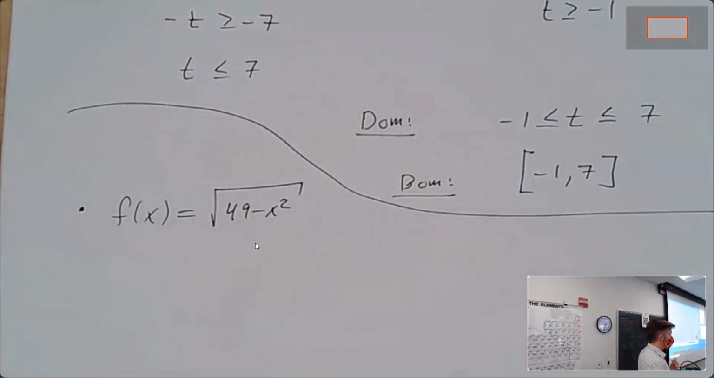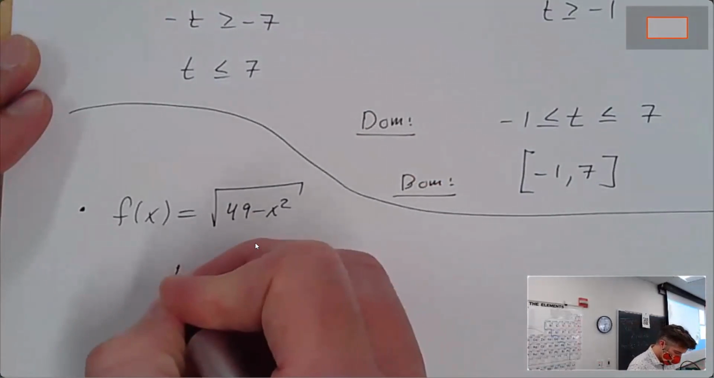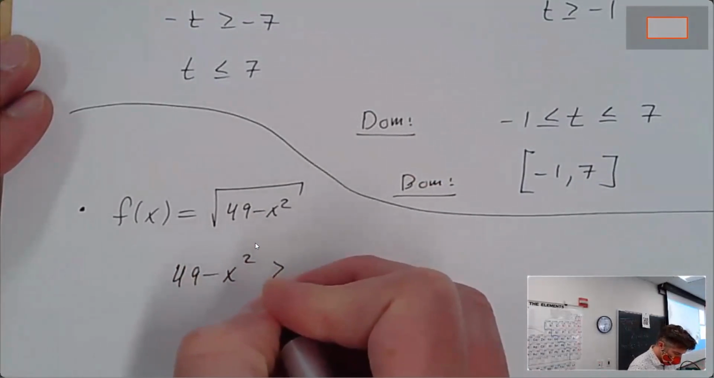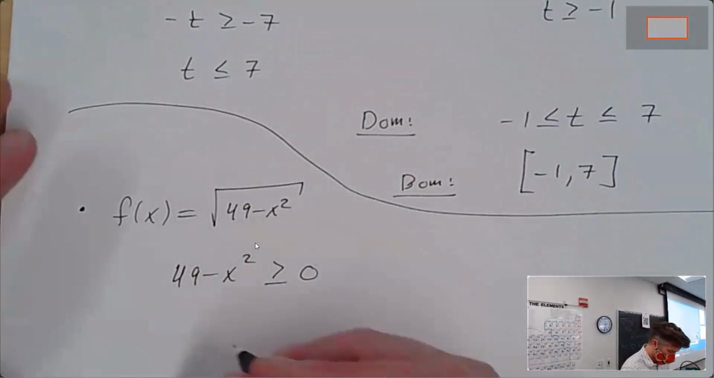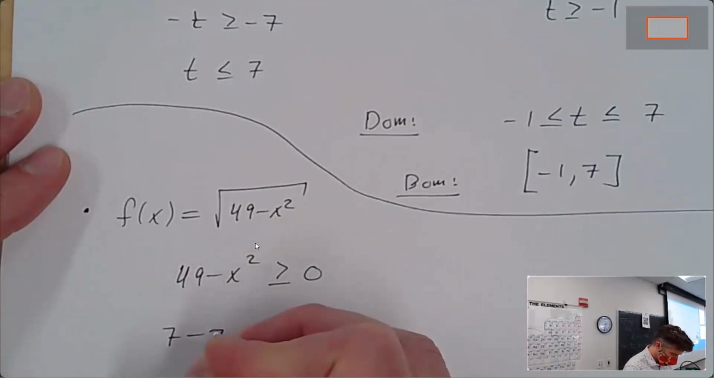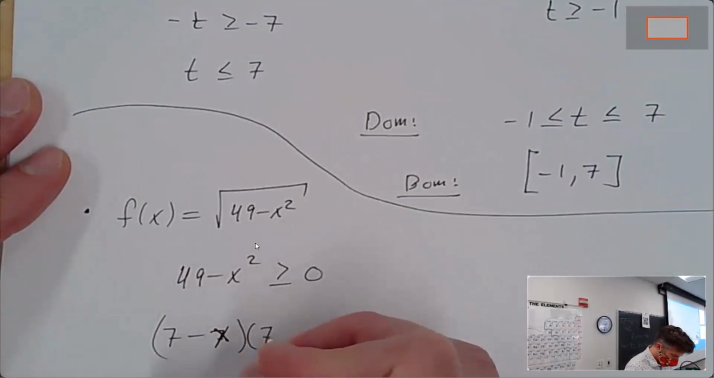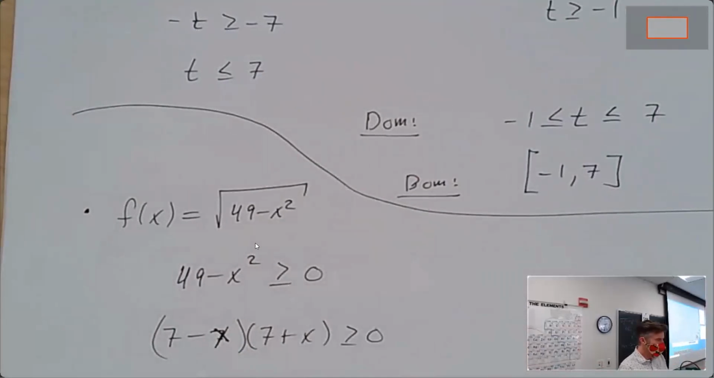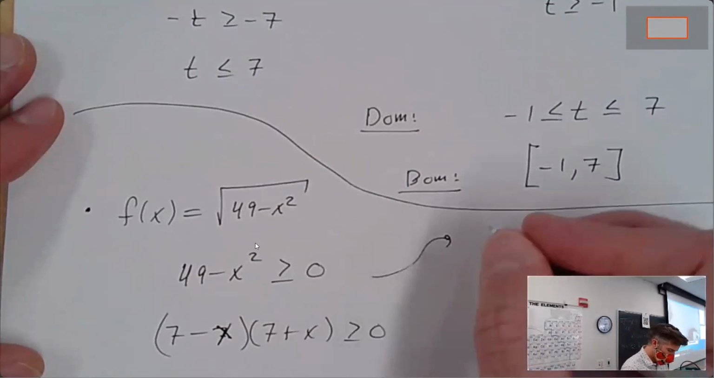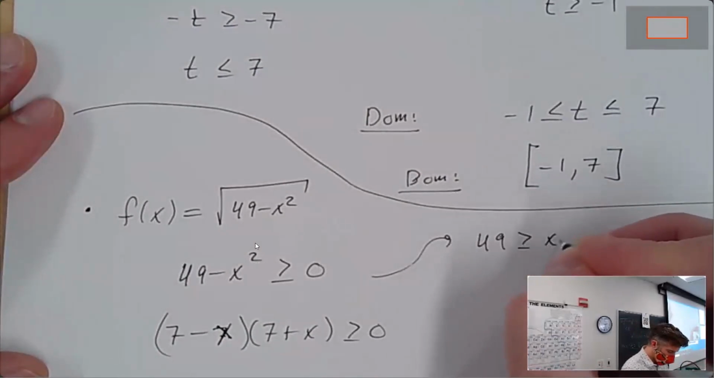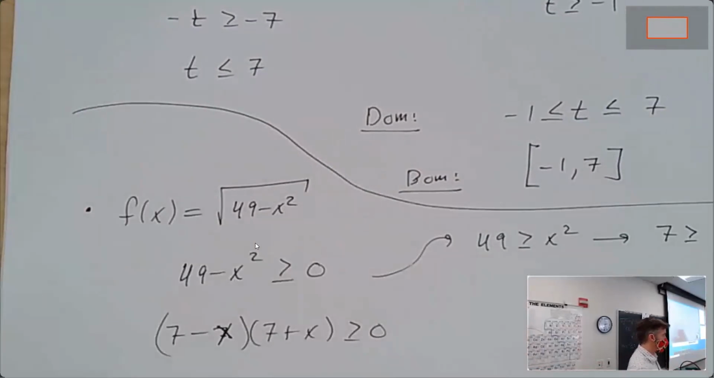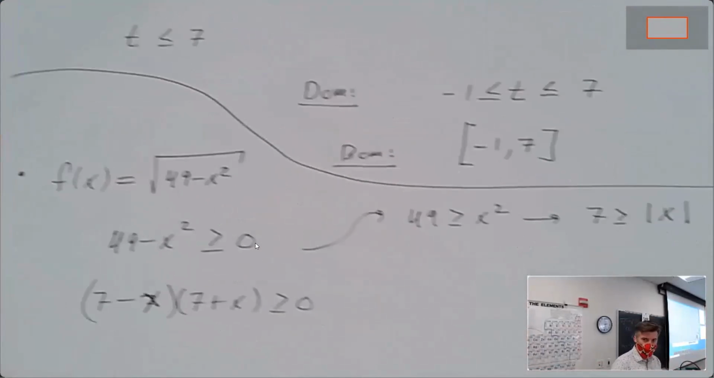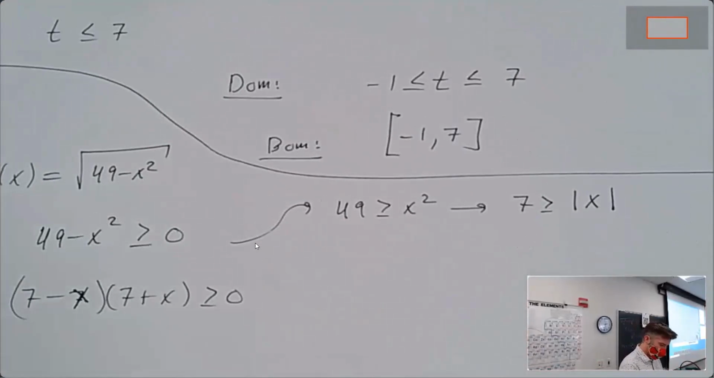Domain, same kind of deal as before, in that the stuff inside the square root has to be non-negative. If I were solving this, I would choose to factor. I would say 7 minus x times 7 plus x has to be greater than or equal to 0. It is also an option to say 49 is bigger than or equal to x squared, and then taking the square root of both sides, 7 is bigger than or equal to the absolute value of x. Because the square root of x squared is the absolute value of x.